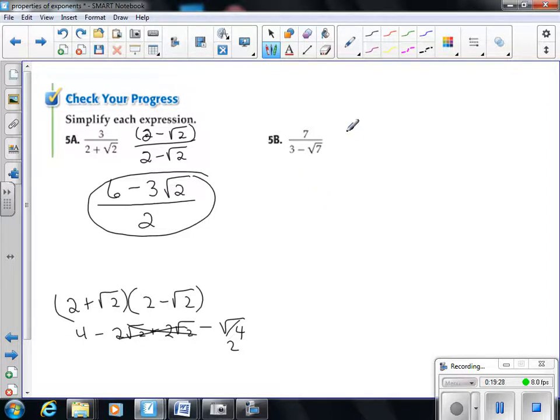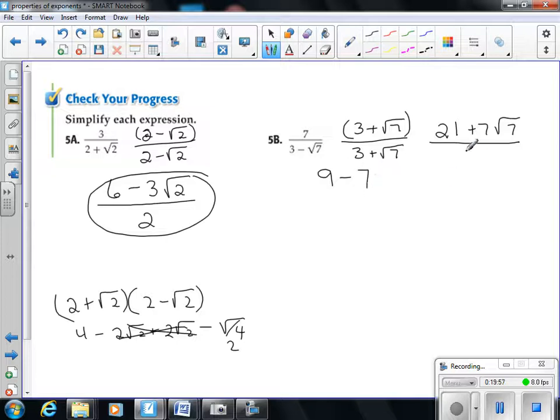All right, you have to take both of them times 3. Now, because this is a minus, it will be plus the square root of 7. And when I distribute, I get 21 plus 7 times the square root of 7 all over, and what will this be? Have you gotten the shortcut down yet? 9 minus 7. That's right, which is 2. And that's your final answer.